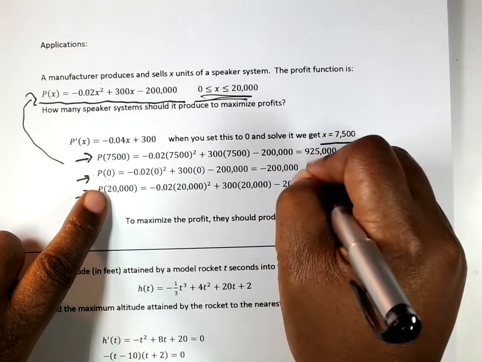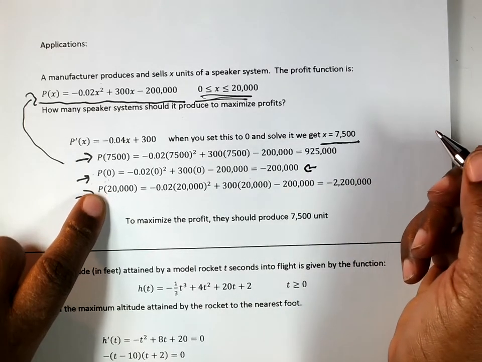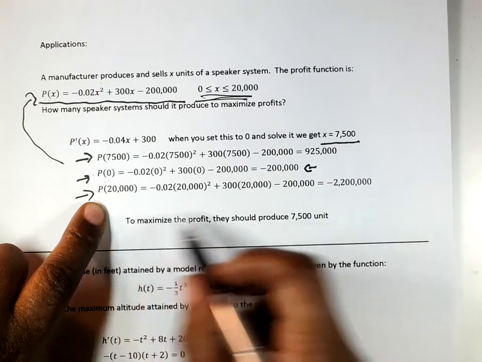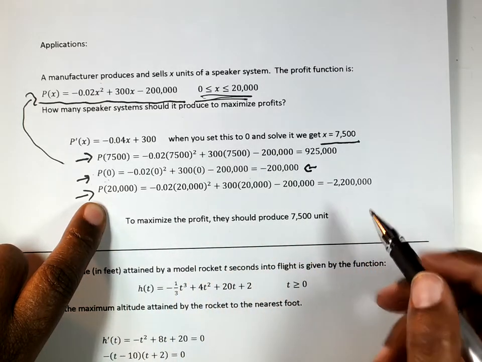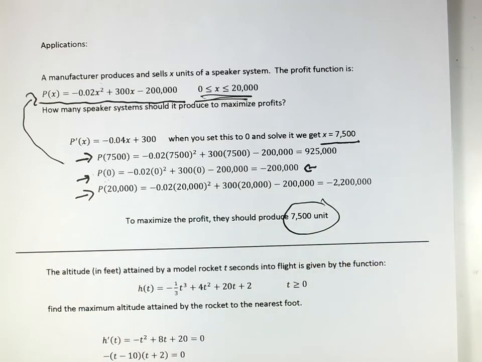So it's not in our best interest to not make any, right? Because you already have cost associated with it. So you're definitely losing money. And if we make too many, the cost that goes into producing these units is not even worth it. So you're not going to get all your money back out of it. So in order to maximize our profit, then we need to produce and sell 7,500 units, and that gives us that $925,000 profit.